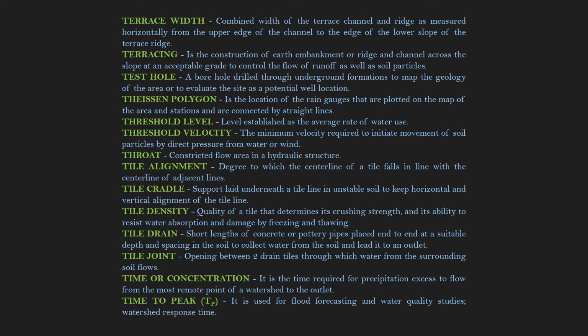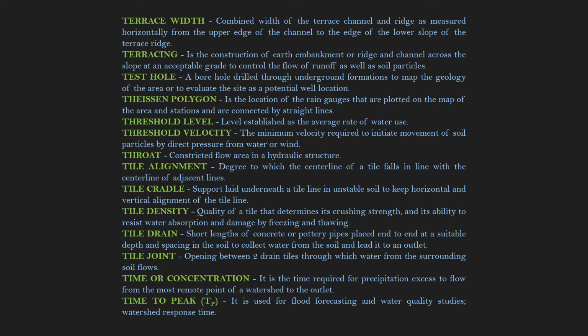Threshold level. Level established as the average rate of water use. Threshold velocity. The minimum velocity required to initiate movement of soil particles by direct pressure from water or wind. Throat. Constricted flow area in a hydraulic structure. Tile alignment. Degree to which the center line of a tile falls in line with the center line of adjacent lines. Tile cradle. Support laid underneath a tile line in unstable soil to keep horizontal and vertical alignment of the tile line. Tile density. Quality of a tile that determines its crushing strength, and its ability to resist water absorption and damage by freezing and thawing.